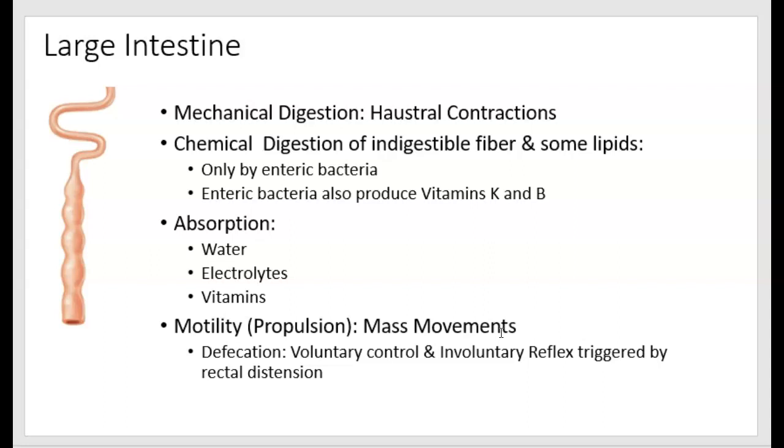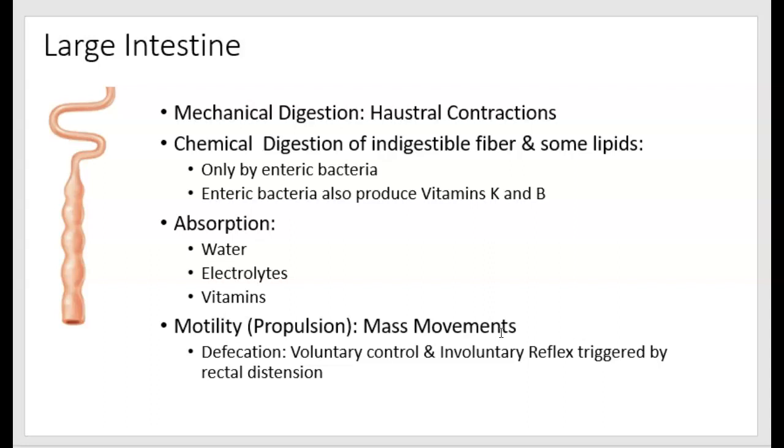It helps them produce ATP so that they can make vitamins K and B. And what we do absorb across the wall of the intestine in terms of nutrients would just be those vitamins, some ions or electrolytes, and water. So this is where the feces forms due to compaction of the contents, which occurs because water is being reabsorbed.